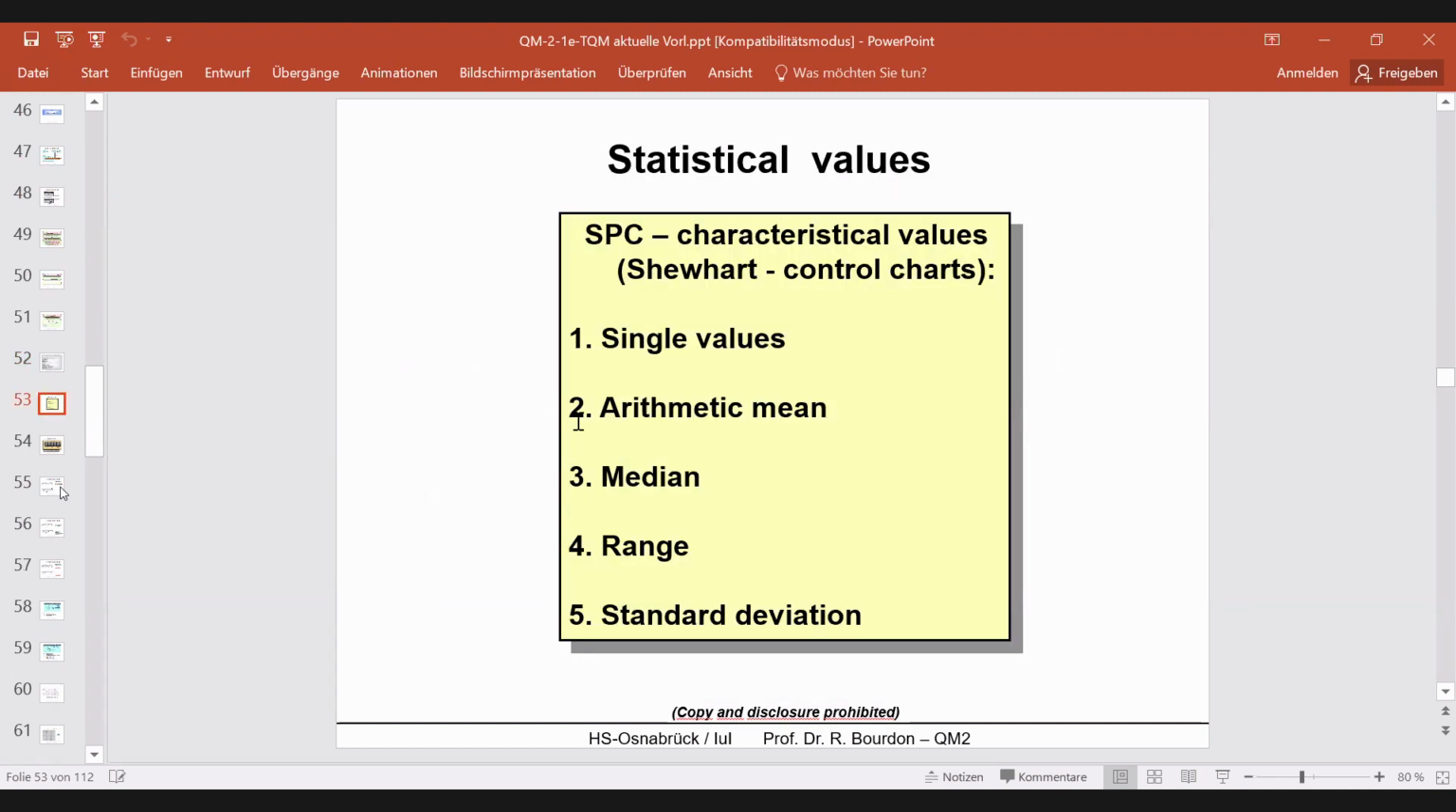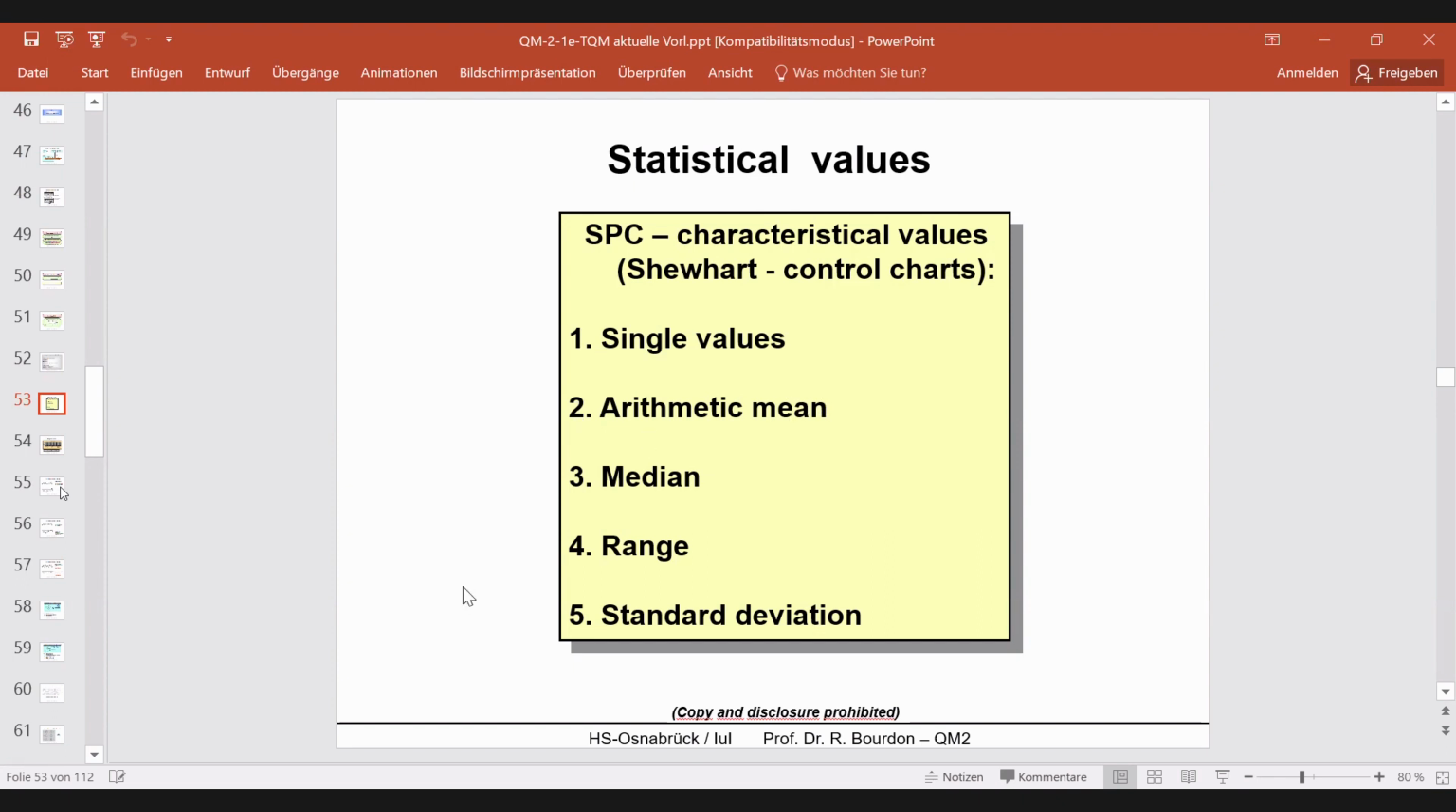Now, in the quality chart, you can include single values, or the arithmetic mean, or the median, or the range, or the standard deviation. Mostly in the industry, they use the arithmetic mean of the sample for these quality charts. So every point in the quality chart is the arithmetic mean of a sample of 3 parts or 5 or 10 parts. This is only the mean.